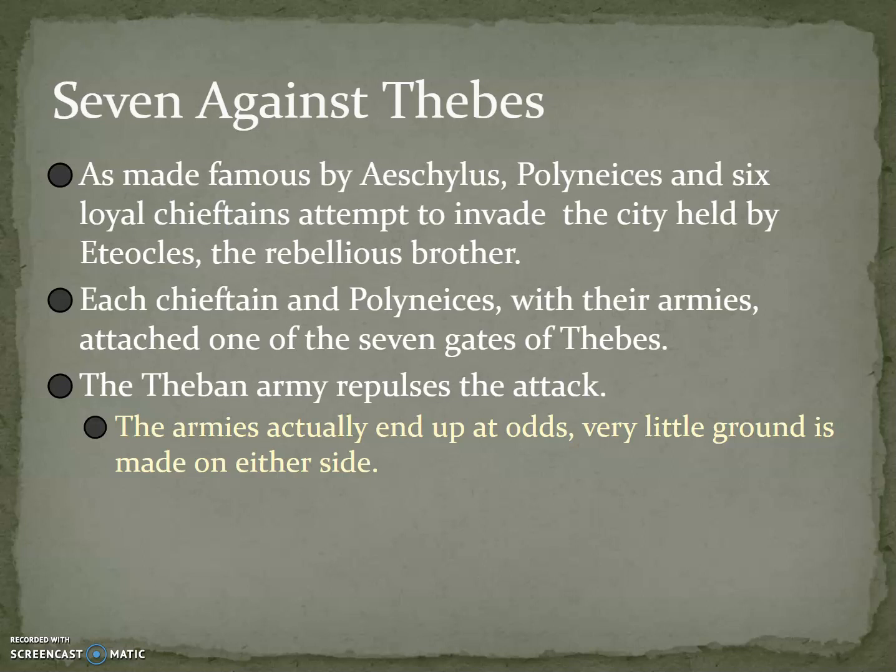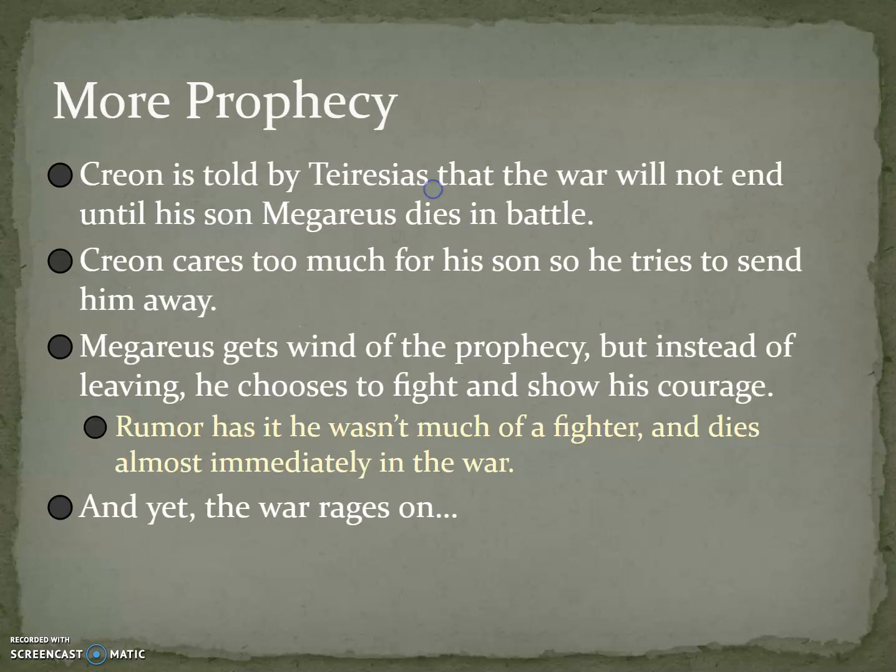The Theban army repulses the attack. It's obviously a very well fortified place. The armies actually end up at odds. Very little ground is made on either side. Now, because this wouldn't be a Sophocles play without more prophecies, Creon is told by Tiresias that the war will not end until his son Megareus dies in battle. Creon cares too much for his son, so he tries to send him away.